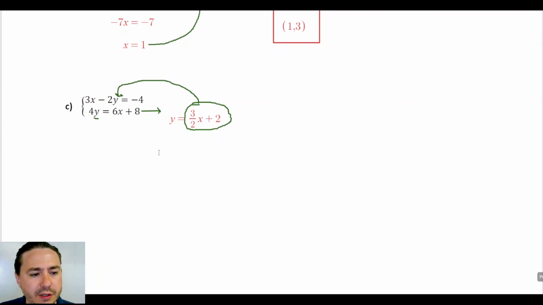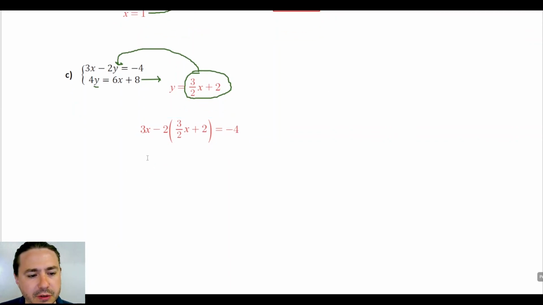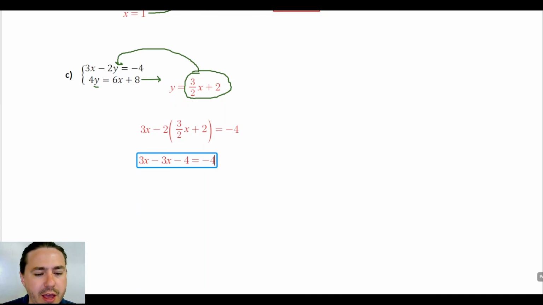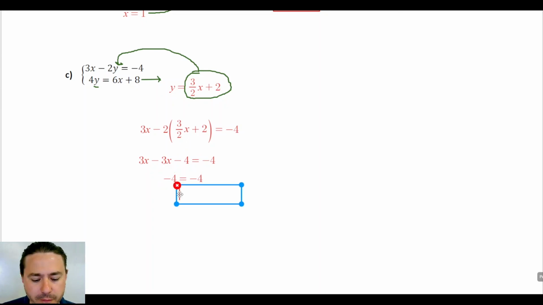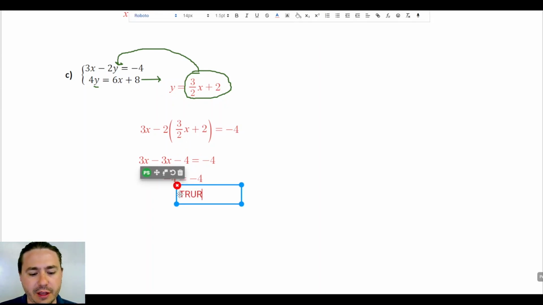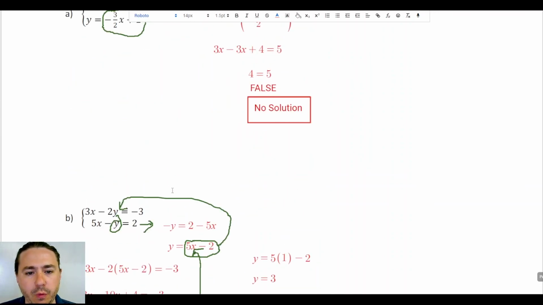So I'm going to get 3x minus 2 times (3 halves x plus 2) equals negative 4. Something weird is going to go on with this one too, I can already tell. I'm still going to go through my algebraic steps. I start by distributing the negative 2, so I get 3x minus 3x minus 4 equals negative 4. Something similar to the first problem occurs here, where all of our x's annihilate each other. But this time we get a true statement: negative 4 does equal negative 4. This is a little different than the first one, where we ended up with a false statement.